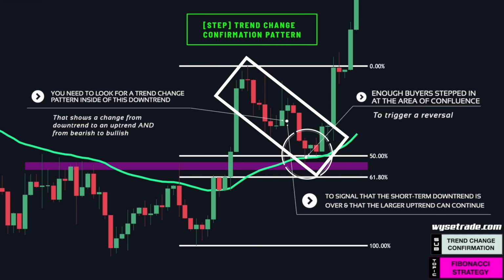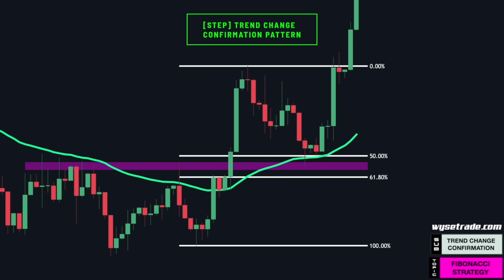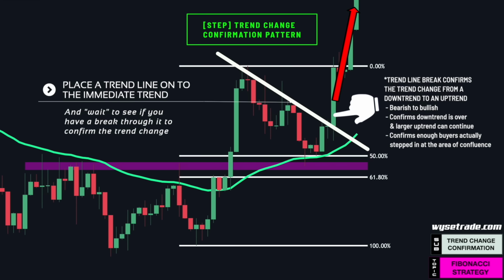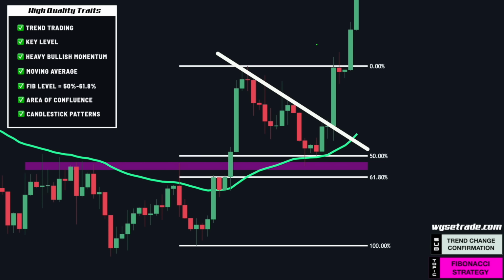Now there are many trend change confirmation patterns we use, but to keep it simple for now, what you do is you place a trend line onto the immediate trend like this. And if you have a trend line break, this signals a trend change from a downtrend to an uptrend, a change from bearish to bullish, and shows that the short-term downtrend is over and that the larger uptrend can continue. If price doesn't break the trend line and continues down, there's no trade because not enough buyers stepped in at the area, and it's clear the sellers are in control.